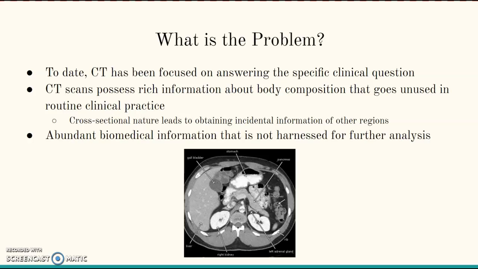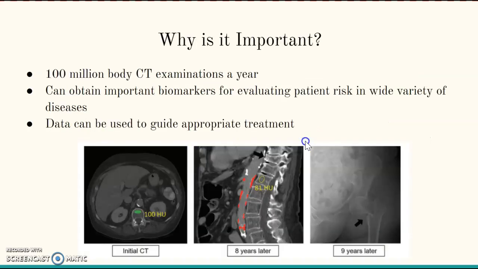But CT scans possess rich information about body composition that goes unused in routine clinical practice. The cross-sectional nature of CT scans documents all structures within the prescribed range of imaging and leads to obtaining incidental information of other regions. Thus, there is abundant biomedical information that is not harnessed for further analysis.